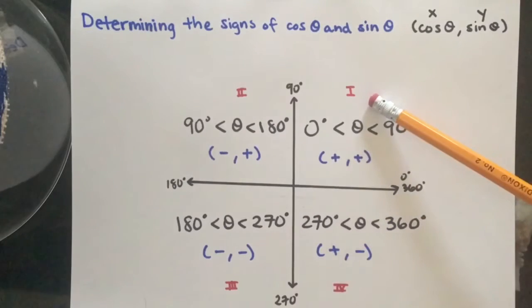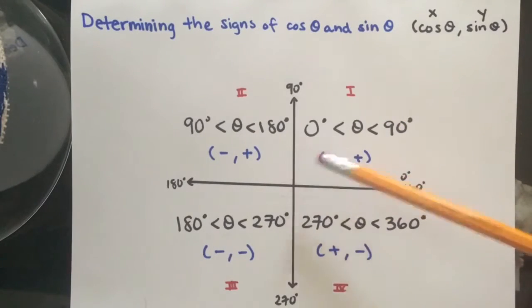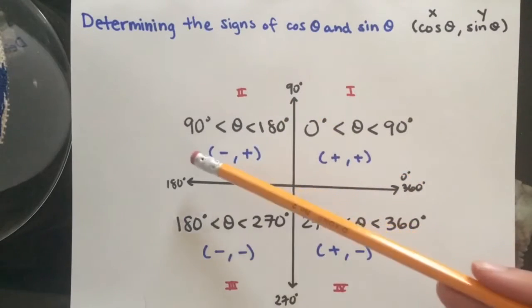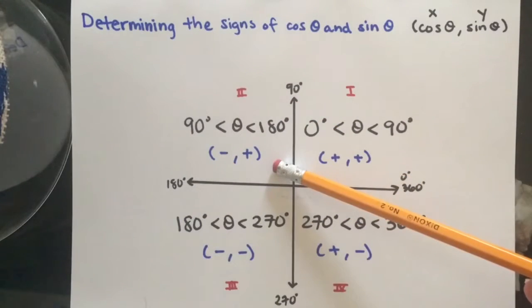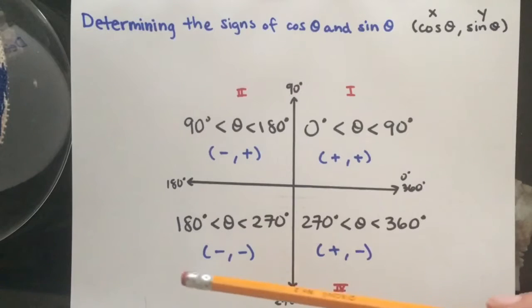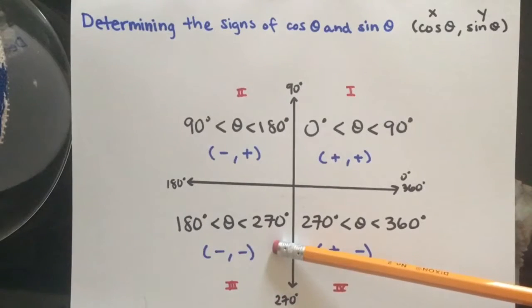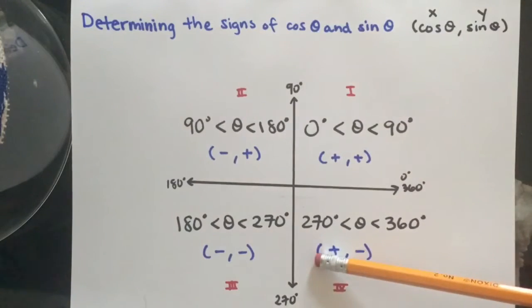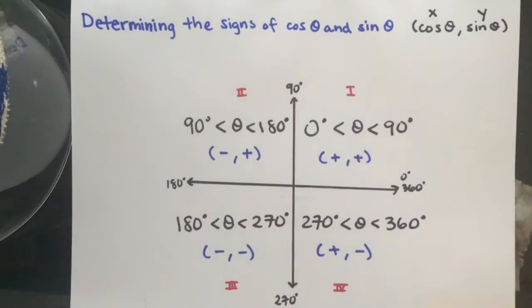In quadrant 1, theta is between 0 and 90 degrees. In quadrant 2, theta is between 90 and 180 degrees. In quadrant 3, it is between 180 degrees and 270 degrees. And in quadrant 4, theta is between 270 degrees and 360 degrees.